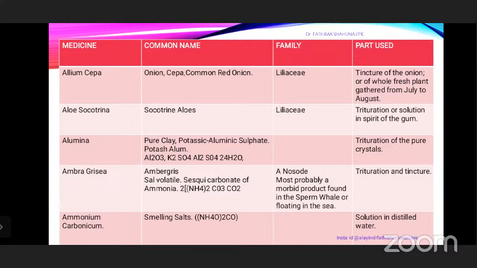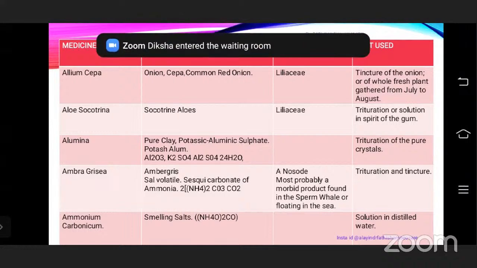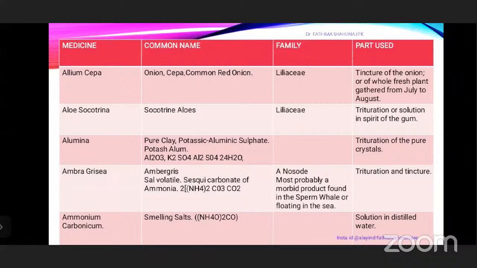Then Alumina, it is nothing but a mineral, and it is pure clay, or it can be potassium aluminium sulfate. The pure crystals are triturated here, and it can be used as a medicine. Then Ambra grisea. Ambra grisea is basically a morbid product found in the sperm whale or floating in the sea, and it is prepared in the form of trituration and tincture. And then Ammonium carbonicum is a smelling salt, everyone knows, and its solution is dissolved in water and can be used in the preparation of medicine.